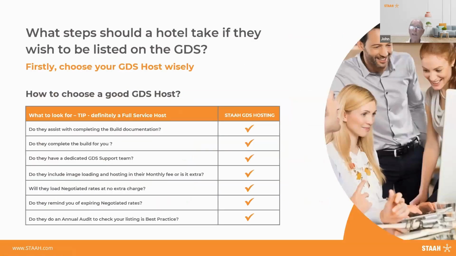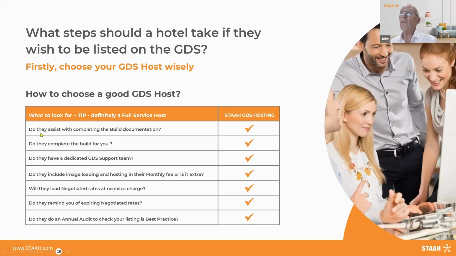So these are the criteria, and you say to yourself, okay, I think I want to be on the GDS. Okay. What steps should you take if you're wanting to be listed? Well, firstly, and this is critical, choose a good GDS host. Be wise about that. Yes, we promote ourselves as a GDS host, but even if you are already on the GDS, make sure you're not being left out from any of these services, or if you're joining.